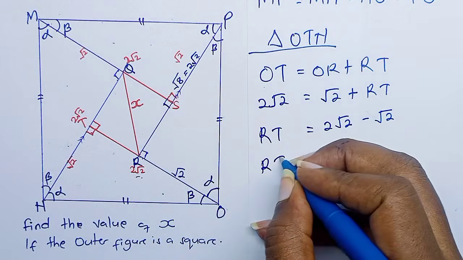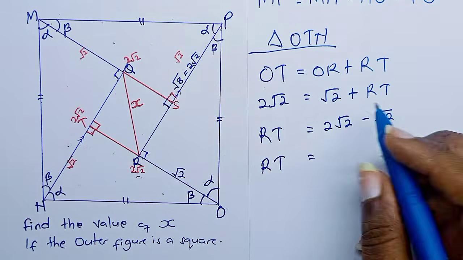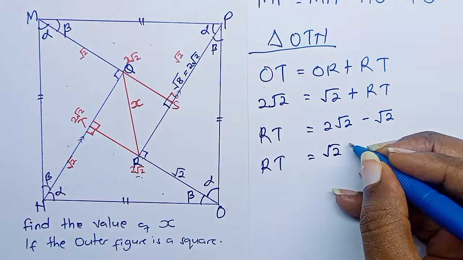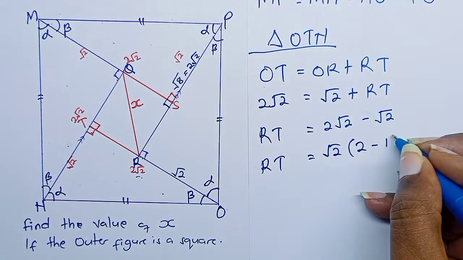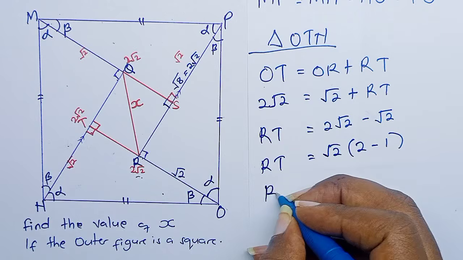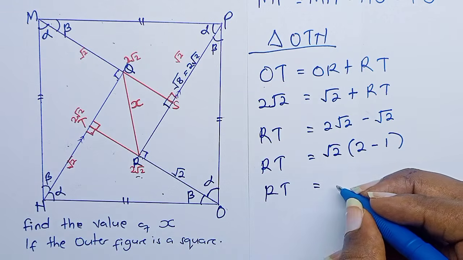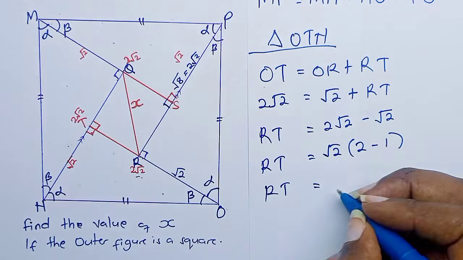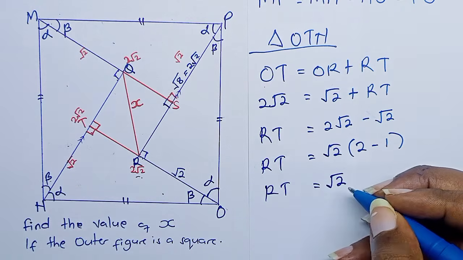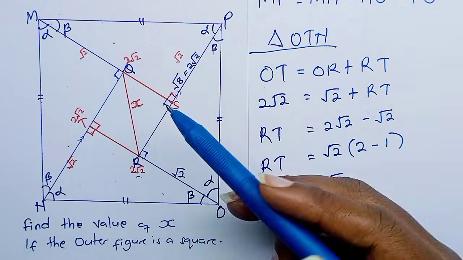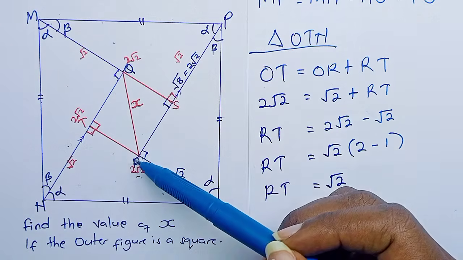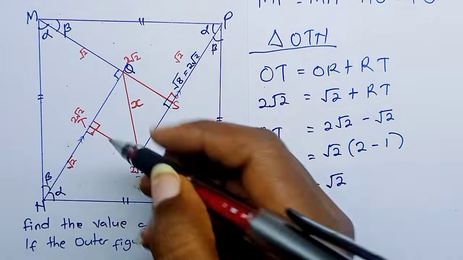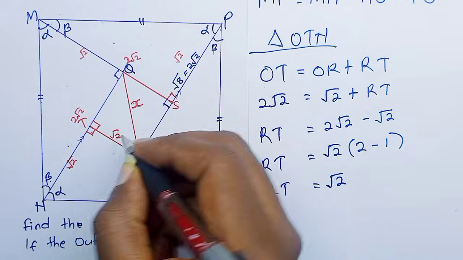And so RT will be, since root 2 is common, we factor it out. We shall be left with 2 minus 1. So RT is equal to root 2 times (2 minus 1). 2 minus 1 is 1, so 1 times root 2 is root 2. So RT, from here to here, is root 2.